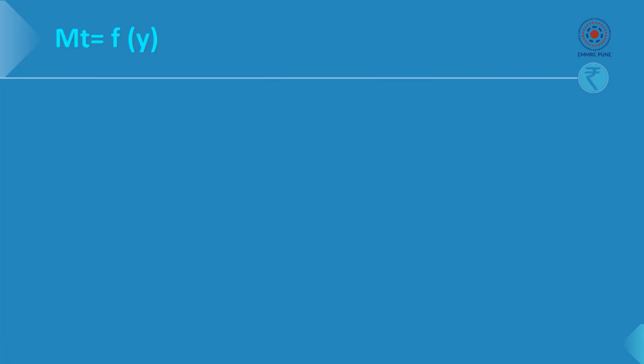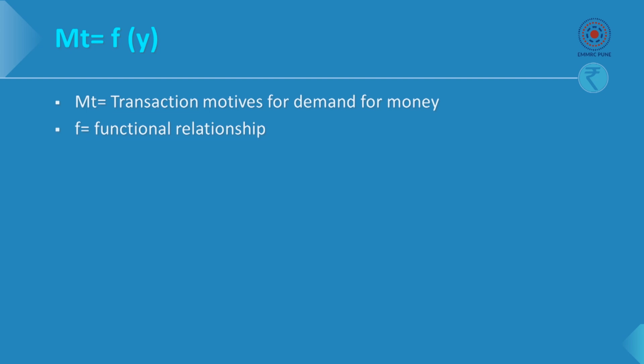The equation for transaction demand for money is MT equal to f of Y, where MT is the transaction motive for demand for money, f is a functional relationship and Y is income. So, the transaction demand for money is a function of income, which has a direct or positive relationship.